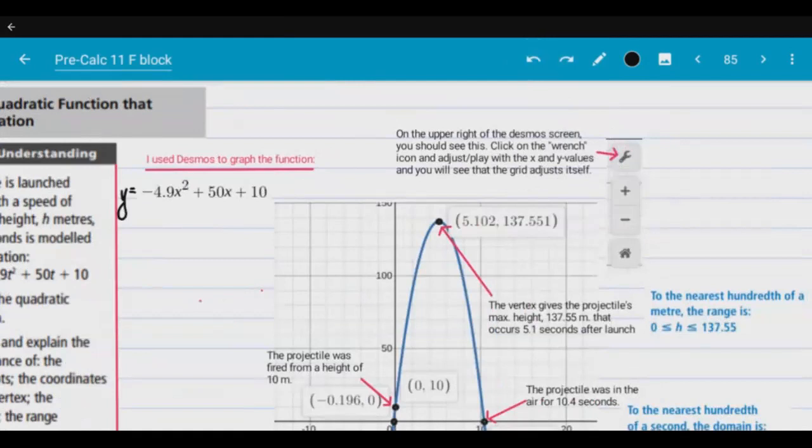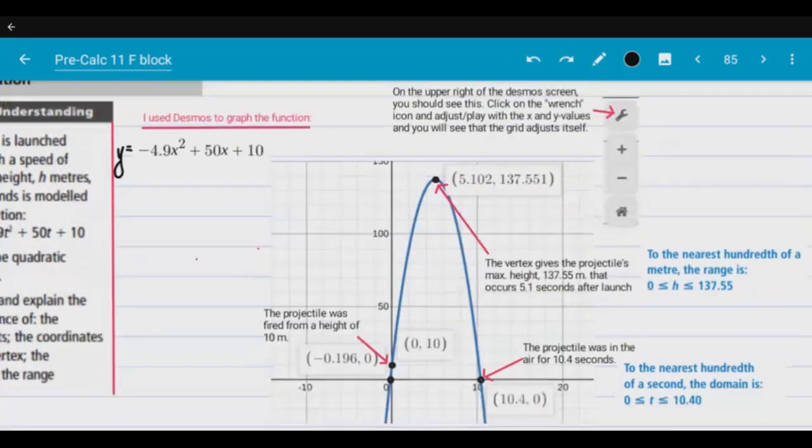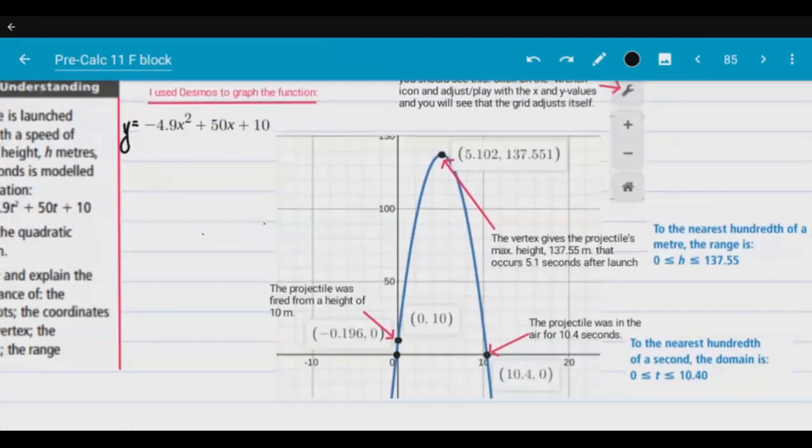On the upper right of the Desmos screen, you should see this. Click on this wrench icon and adjust or play with the X and Y values, and you will see that the grid adjusts itself. It will take some time to be able to really be good about how to adjust the scale. It's always the scale that will be the problem. So it doesn't happen overnight. You need to be playing around with it. So when I graphed it, this is what came out.